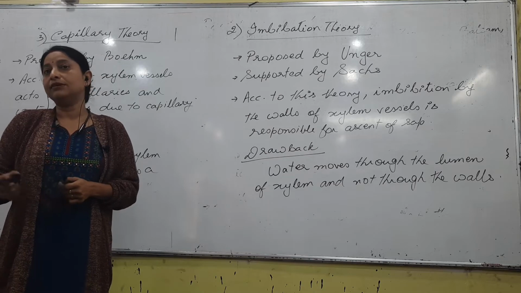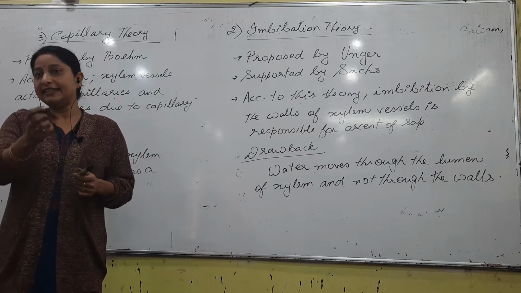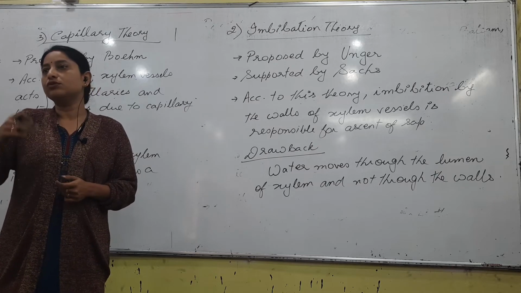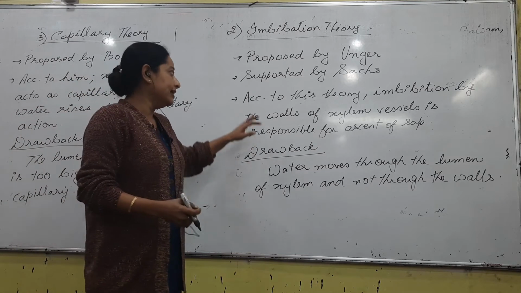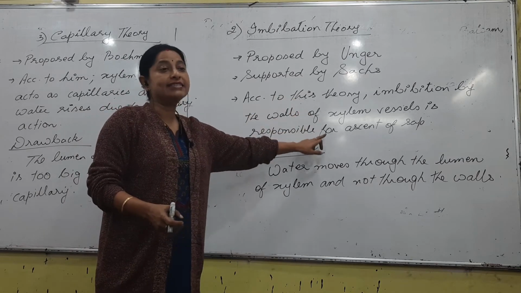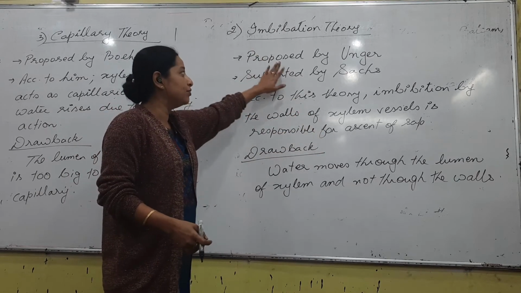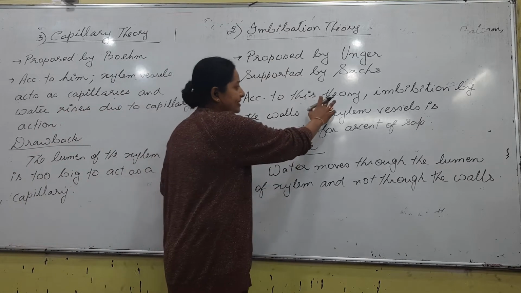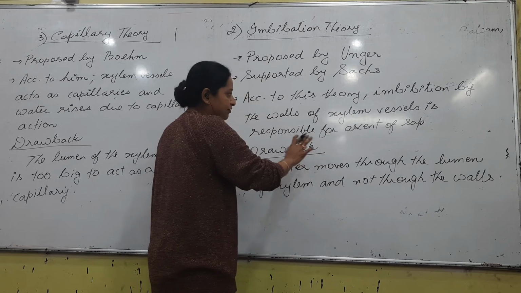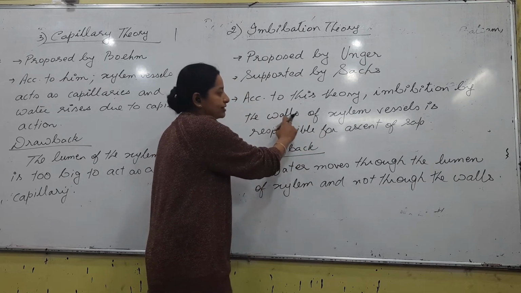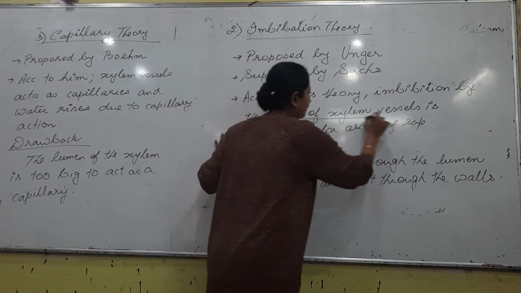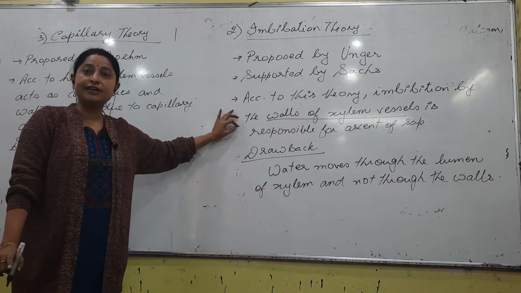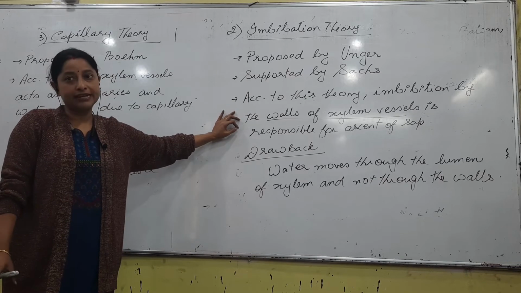For imbibation, what is needed? The walls should be dry at first, and then they will start absorbing water, and they will exert a pressure, and ultimately that will go to the other parts of the plant body, right? So it is he who has proposed that imbibation is responsible for ascent of sap. Who does imbibation? Walls of the xylem vessels. So he said water moves through the walls of the xylem vessels and reaches the other parts of a plant.